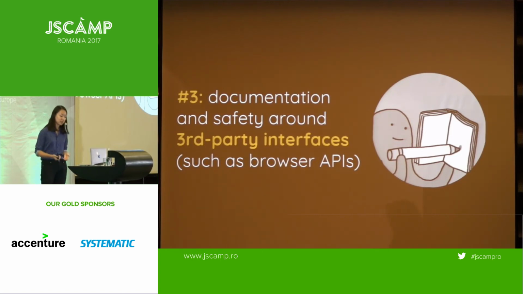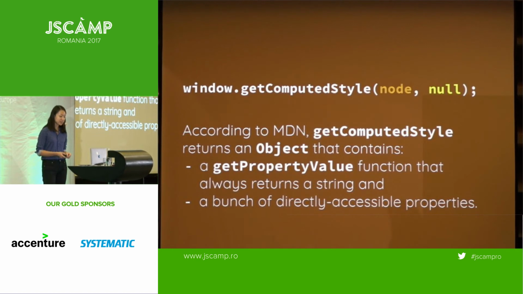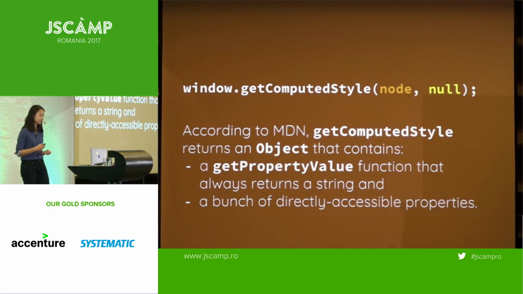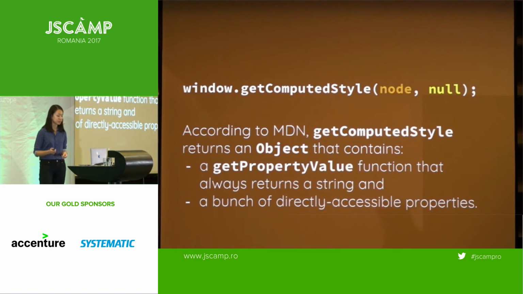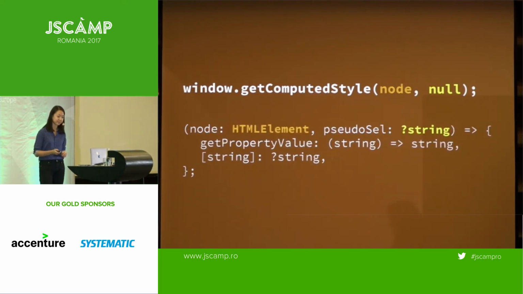Flow helps us actually document and put safety guards around any third-party interfaces that we need to interact with. For us, that's namely the DOM, but you can consider any third-party interface, and you can document and put safety rails around them. One example of an API that we deal a lot with is window.getComputedStyle. So for those of you who are unfamiliar, window.getComputedStyle lets us access the resolved visual styles of any given DOM node. And according to MDN, getComputedStyle returns an object that contains a getPropertyValue function that takes a string and returns a string, and also a bunch of directly accessible properties.